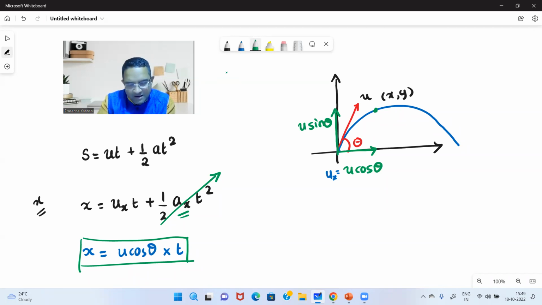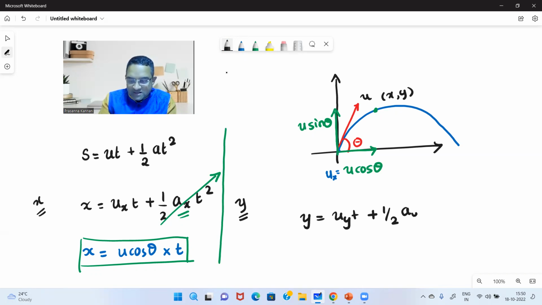Yes, it works because your acceleration is 0. It won't work for your y velocity or y, but you can use it in this case for the x-axis, because the acceleration is 0. So what is your y going to be equal to?